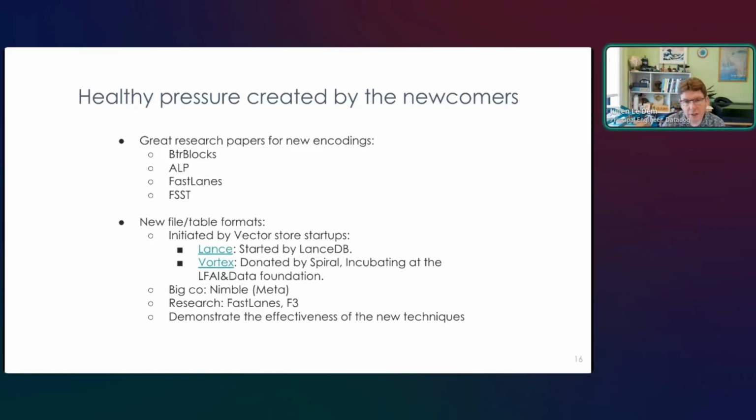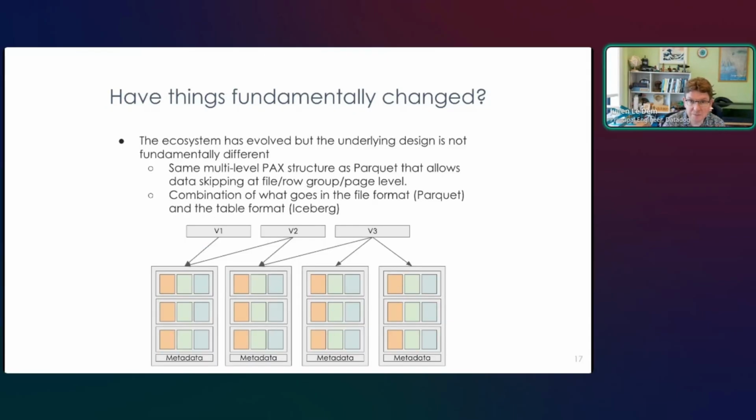And you also have a few other formats. There's Nimble that's coming from Meta. There's some research formats like Fastlanes and F3 that also explore different ways to do things, and they demonstrate the effectiveness of new techniques. And more importantly for me, they're lighting a fire under the incumbents, like existing formats, by proving that, okay, some things need to change, and how do we evolve the ecosystem?